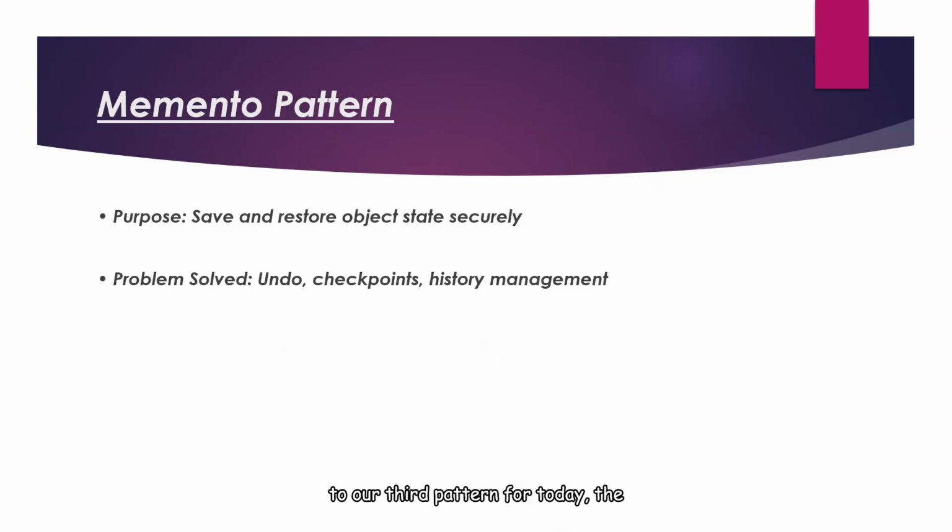Now let's move to our third pattern for today, the Memento pattern. And this one is a favorite for applications needing undo or rollback functionalities. The Memento pattern allows you to capture an object's internal state, store it outside, and restore it later without violating encapsulation. The key here is the object that saves the state, originator, the object that stores the state, Memento, and the object that manages saving and restoring, caretaker.